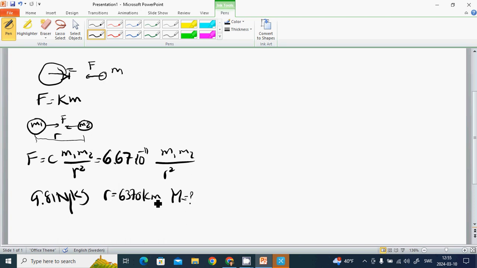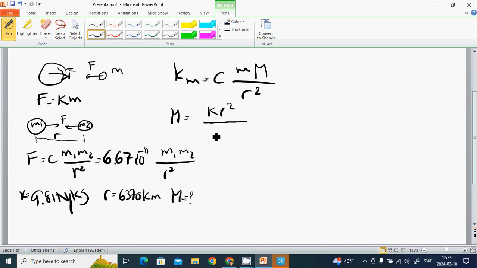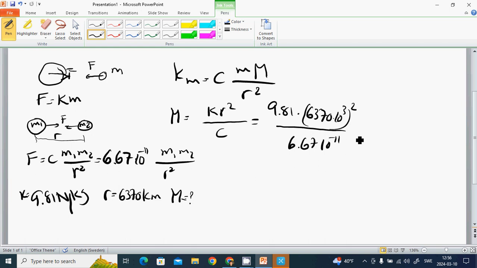Then we have Km equals Cm divided by R squared. Then M equals K R squared divided by C, which is 9.81 multiplied by 6.37 times 10 to the 6, squared, divided by 6.67 times 10 to the minus 11, and it is almost 6 multiplied by 10 to the 24 kilograms.